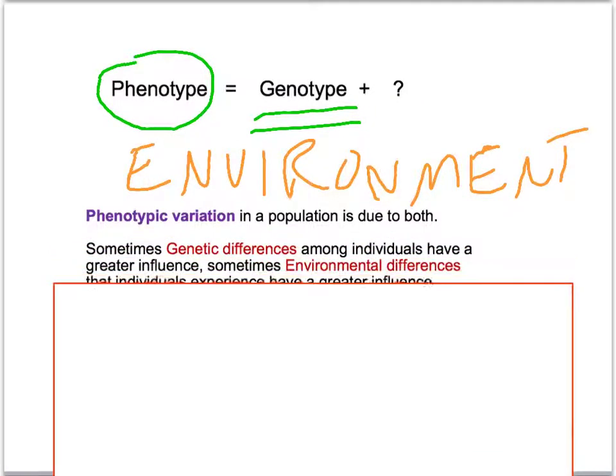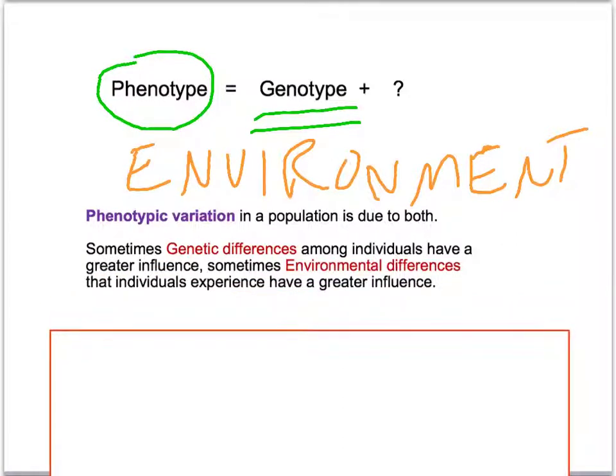Okay? And so when we're thinking about how much variation there is in a population, there's a tremendous amount of variation because of the fact that either genetic differences among individuals are going on, or environmental differences among individuals are going on, or a combination of the two. So sometimes you see that genetic differences among individuals can have a greater influence, and sometimes the environmental differences that individuals are experiencing have a greater influence.